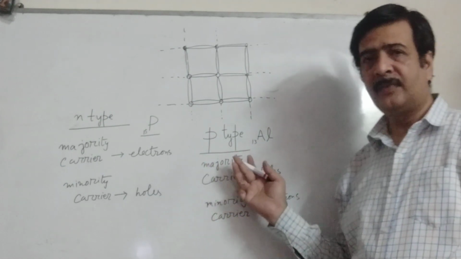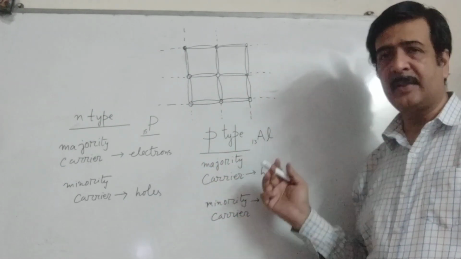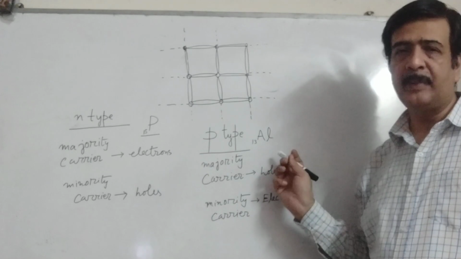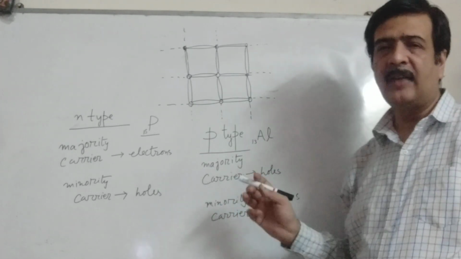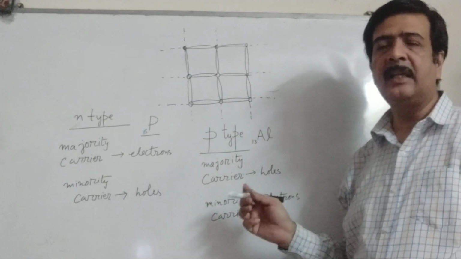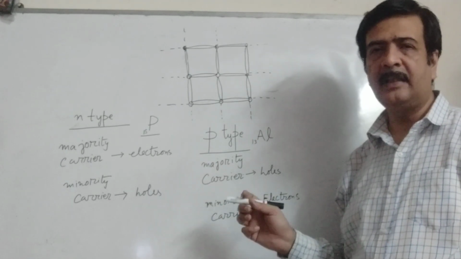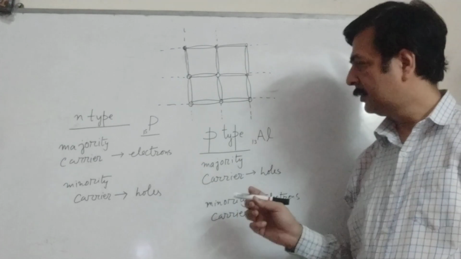The reverse phenomenon happens in P-type semiconductor. For example, we can take aluminium. In aluminium, the atomic number is 13, so the electronic configuration will be 2, 8, 3.